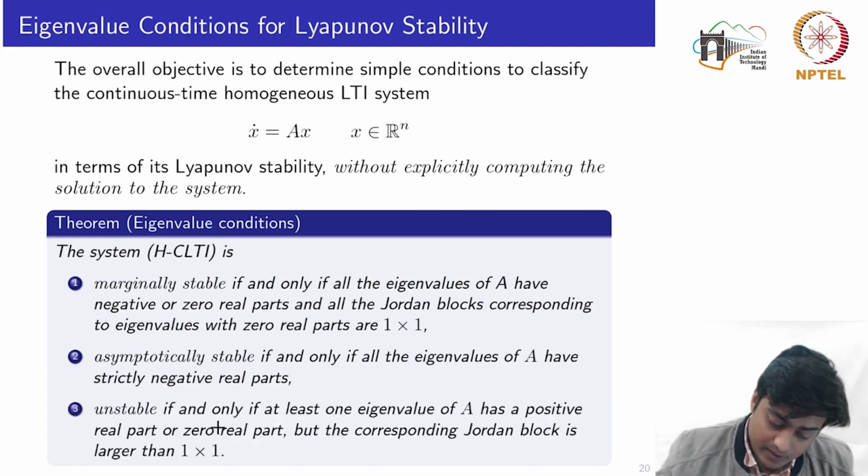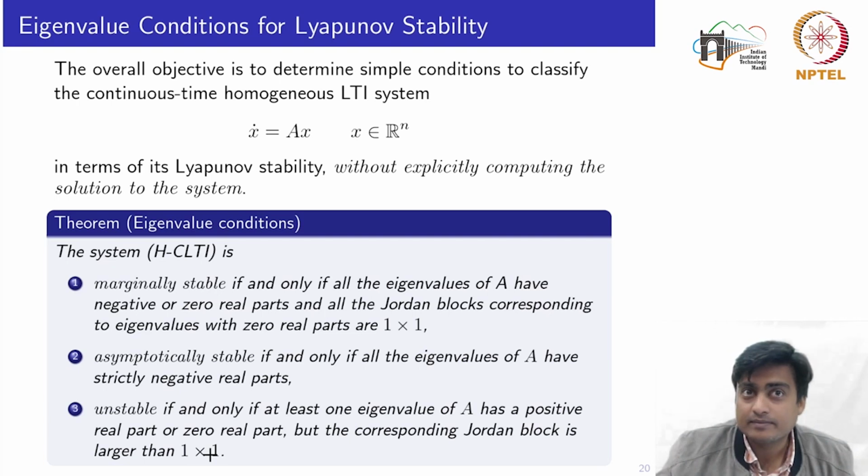The third case is unstable: if and only if at least one eigenvalue of A has a positive real part, or a zero real part but the corresponding Jordan block is larger than 1 cross 1. Again, if you have zero eigenvalues, it could be either stable or unstable. It would be stable if it is simple. If it is not simple, then it would be unstable.